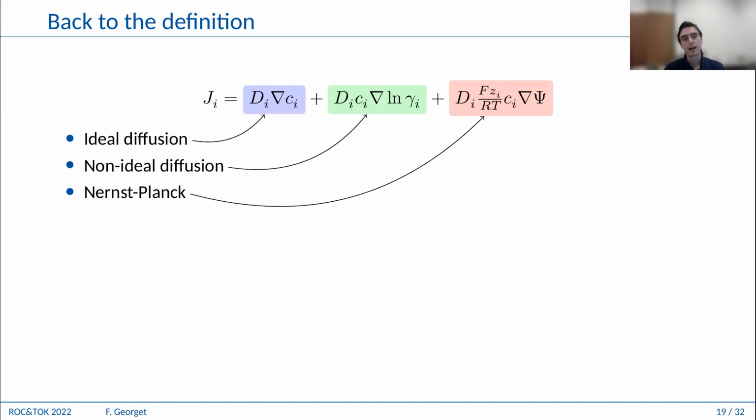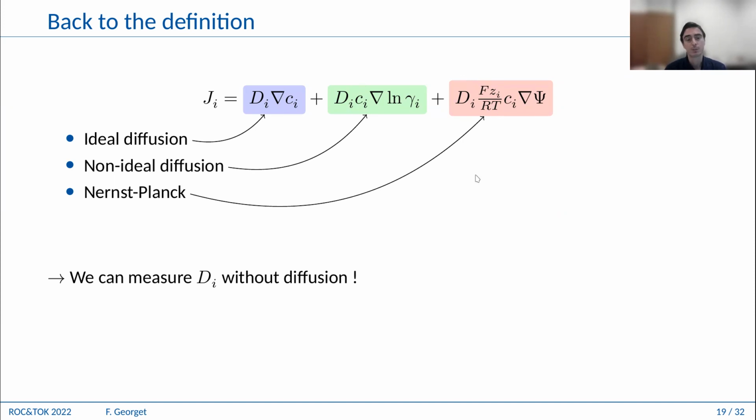So let's go back to the definition. We have this flux, which is the Nernst-Planck equation for the flux. There are three different terms: the ideal diffusion, the non-ideal diffusion, and the extra term that is added in the Nernst-Planck equation that corresponds to a diffusion due to a gradient of potential. It means that if we can neglect the diffusion, we could measure the diffusion coefficient just by looking at this term, which is not a true diffusion.